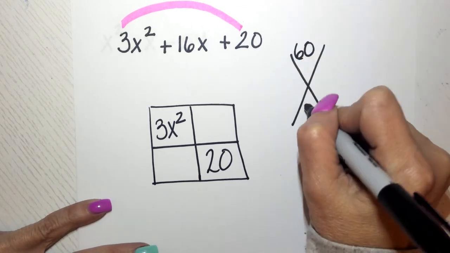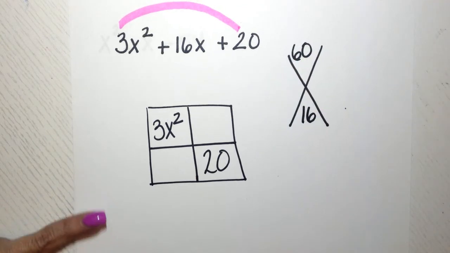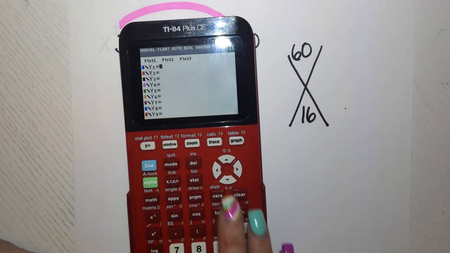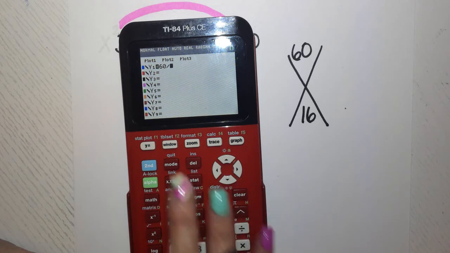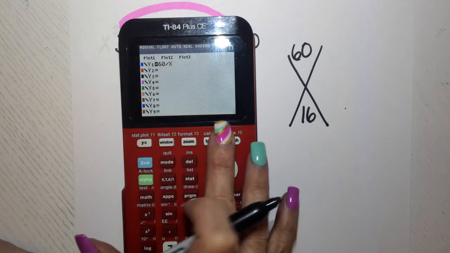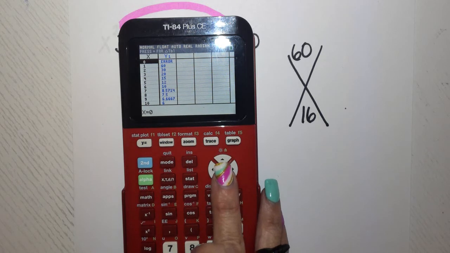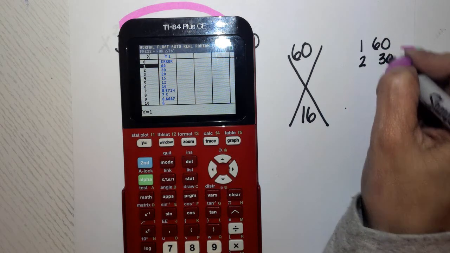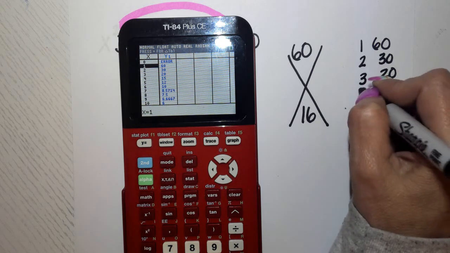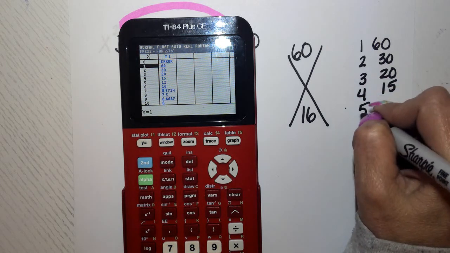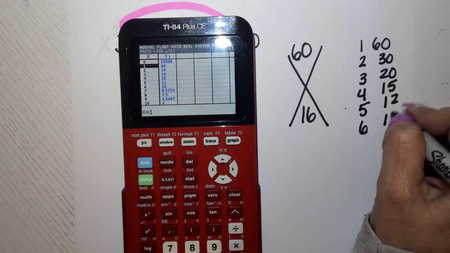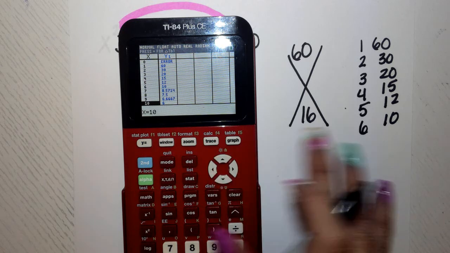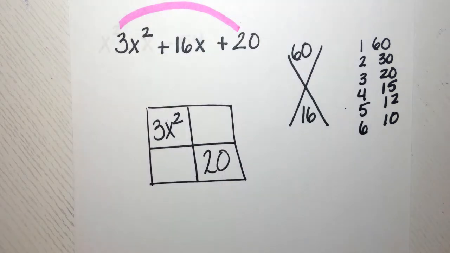Factors of 60 that add up to 16. To get those factors of 60, we're going to go to our calculator. We're going to go to y equals, and we're going to do 60 divided by x. We're going to go to second table and get those factors of 60. So we're going to do 1 times 60, 2 times 30, 3 times 20, 4 times 15, 5 times 12, 6 times 10, and then the next one you see down here is 10 times 6, and since that's repeating, we don't need any more.